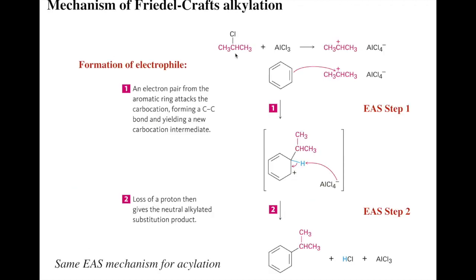Once you form the carbocation or the acylium ion, that is then the electrophile that reacts in step one. Step one, the aromatic ring reacts with the carbocation electrophile, or acylium ion if it's an acylation. We form our intermediate, and then we remove the hydrogen to reestablish the aromatic ring. That's in step two.